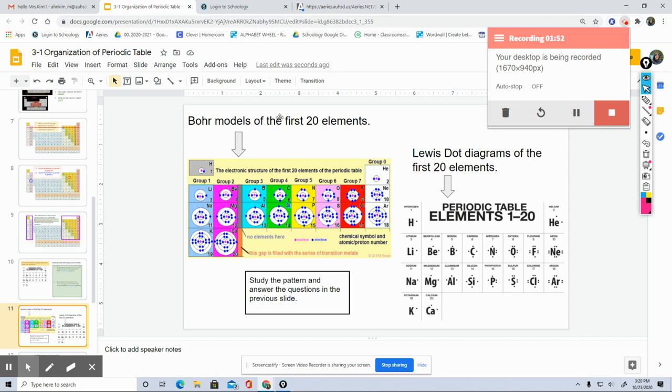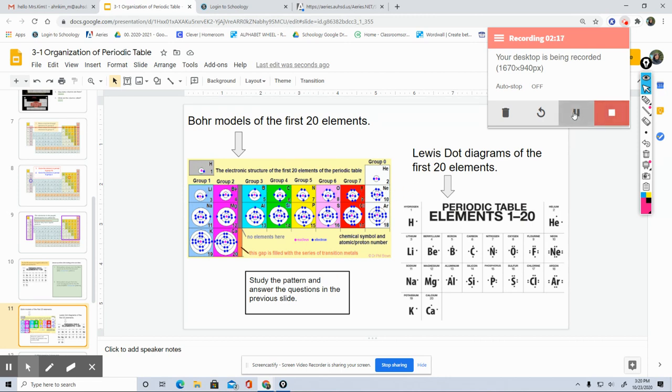Slide 11 shows the Bohr models and the Lewis dot diagrams of the first 20 elements. If you look at the pattern, it shows that for the Bohr model, as you go down, more and more electron shells are added. And as you go to the right, the electron shells stay the same, but you're just adding electrons to the same shell.